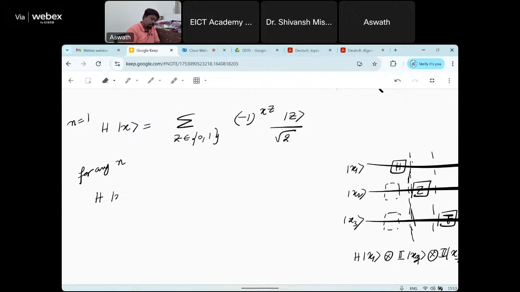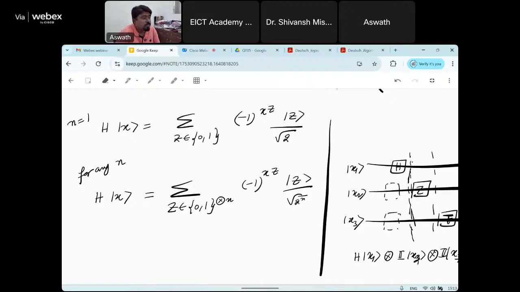Acting on x is the sum over z belonging to {0,1}^n of (-1)^(x·z) |z⟩ divided by 2^(n/2).